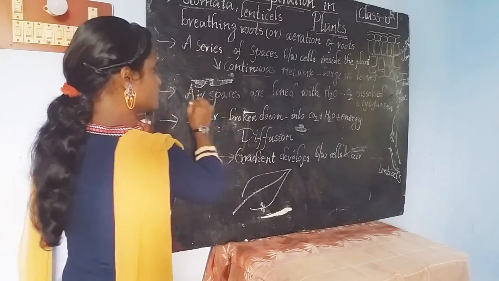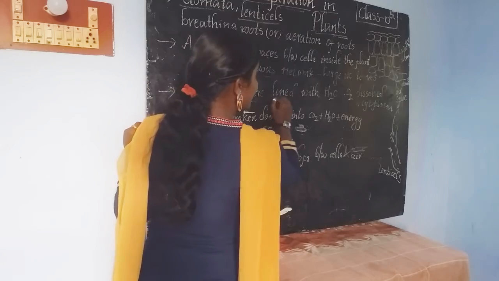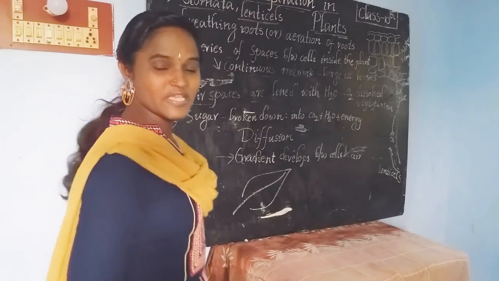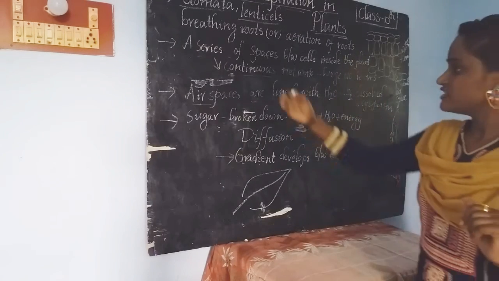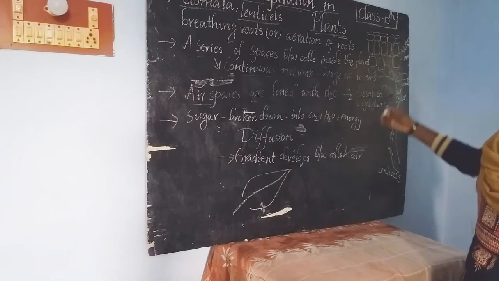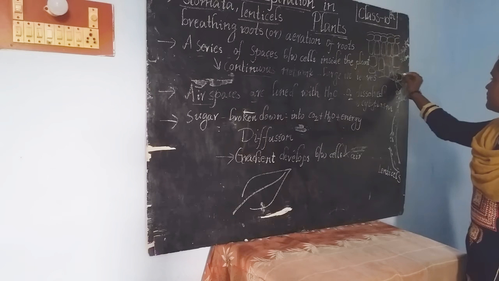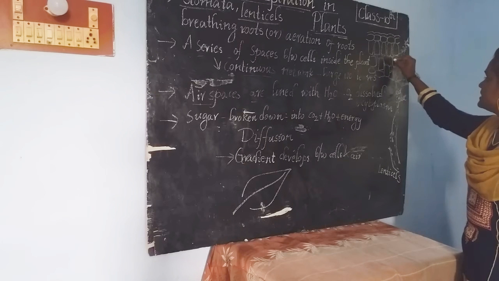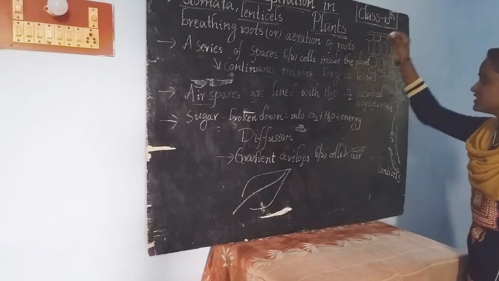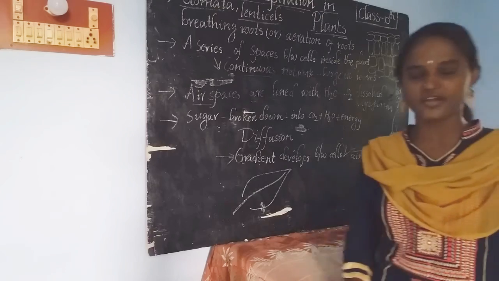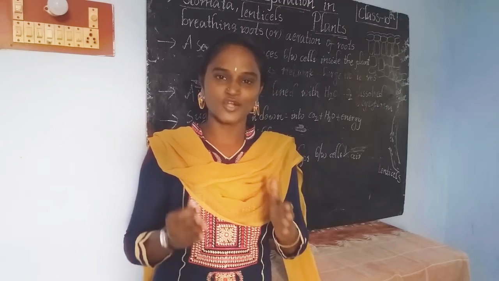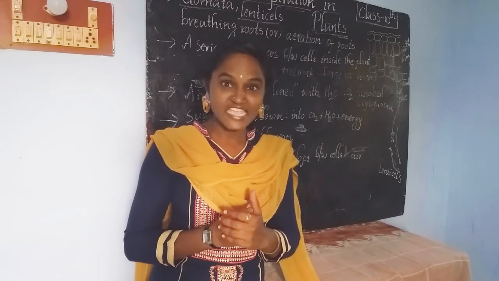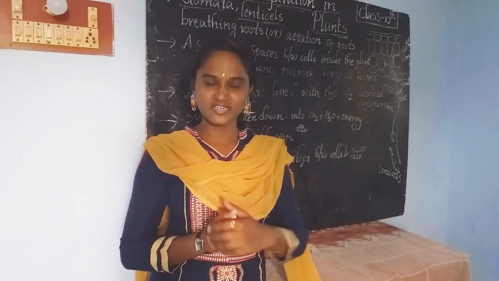See here, these air spaces are lined with a film of water, a thin layer of water. If you observe, whenever we find the air spaces, they are lined with a thin layer of water. Why are they lined with a thin layer of water?